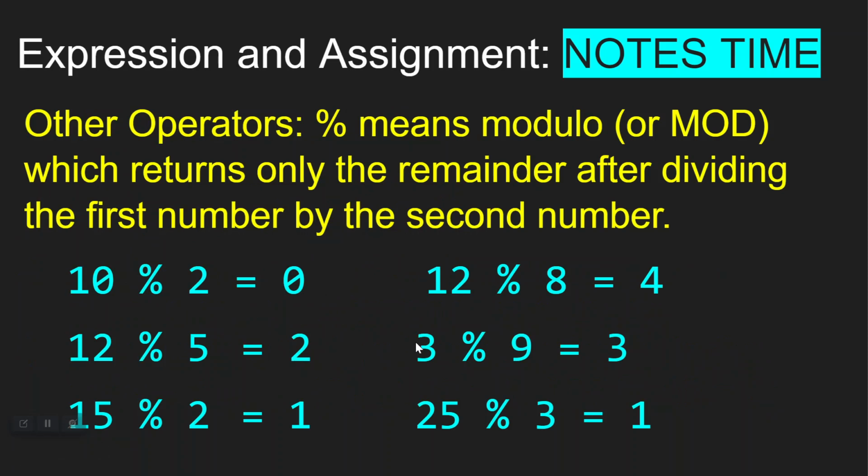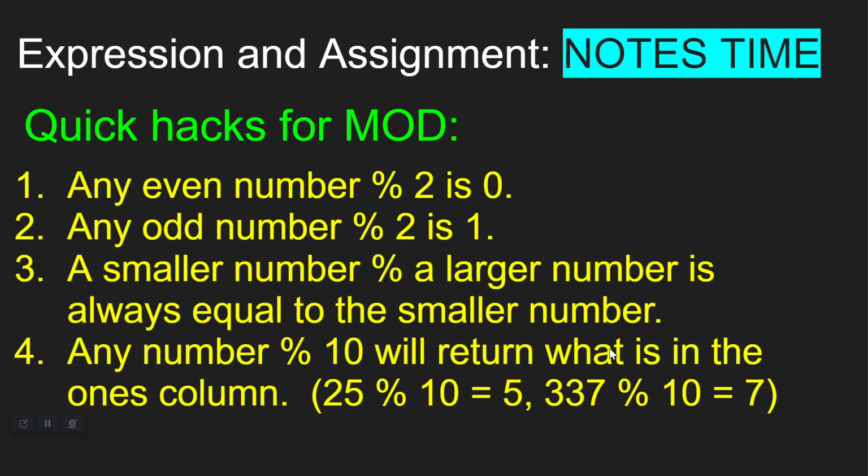A smaller number modded by a larger number is always equal to the smaller number. And we saw that with this one right here. A smaller number 3 modded by a larger number 9 is always going to be that smaller number. So that's just another easy one to keep in mind.